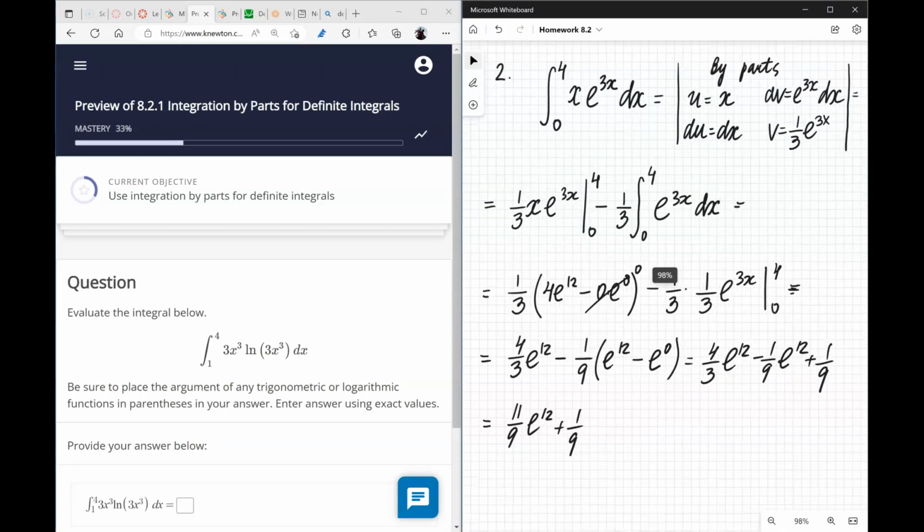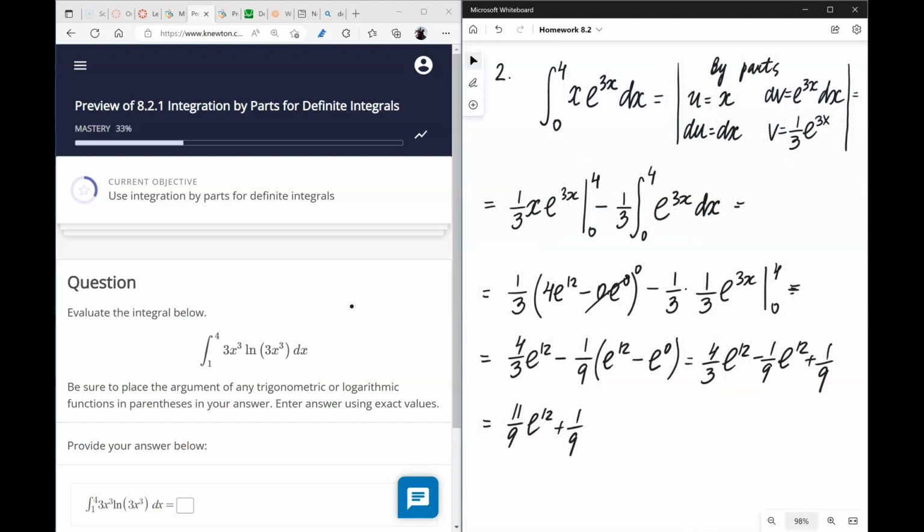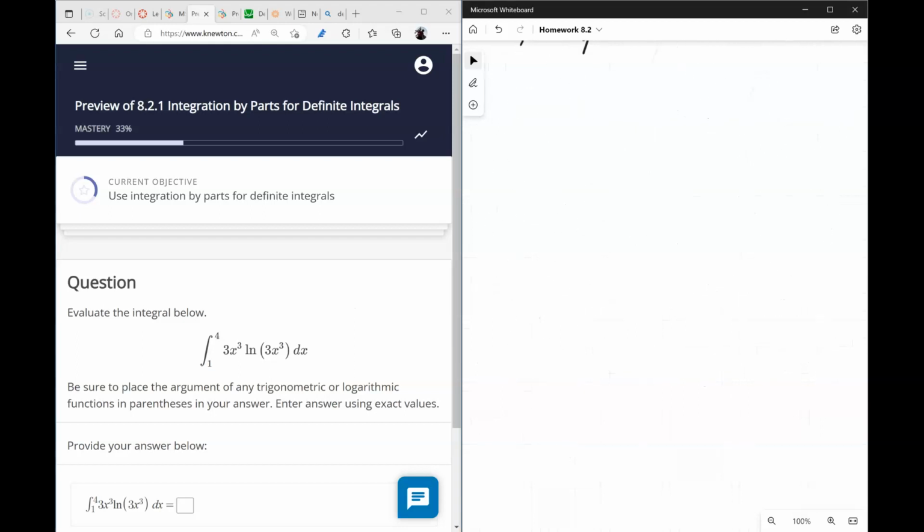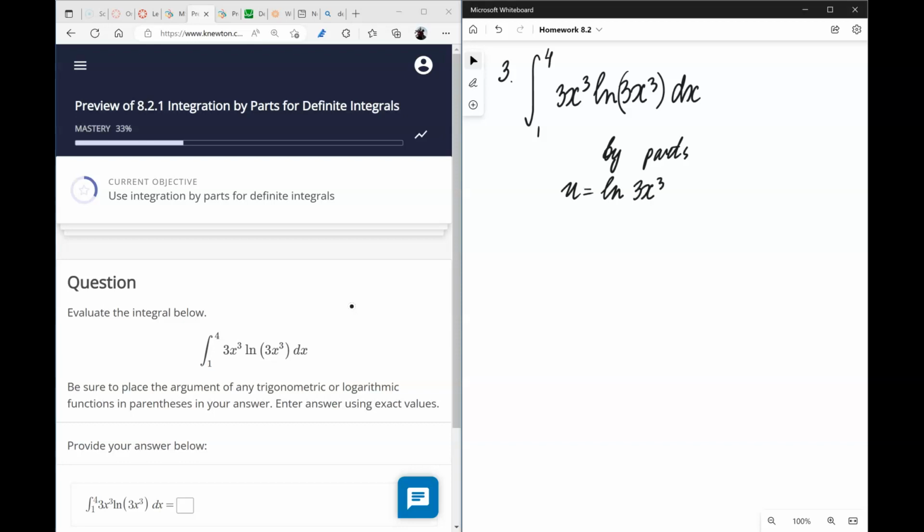All right, another one. We're going to set it up as an integration by parts, and I'm going to announce it here. u is going to be ln of 3x cubed. dv will be 3x cubed dx.